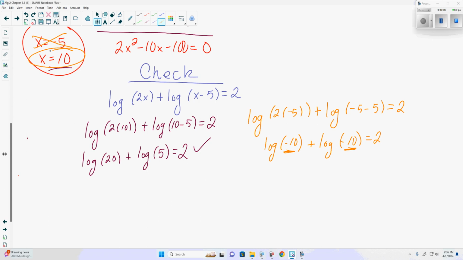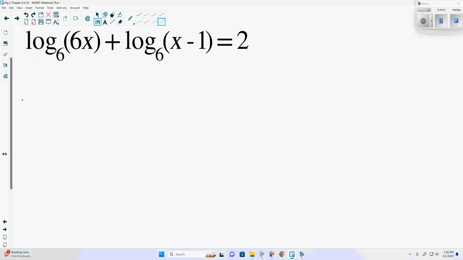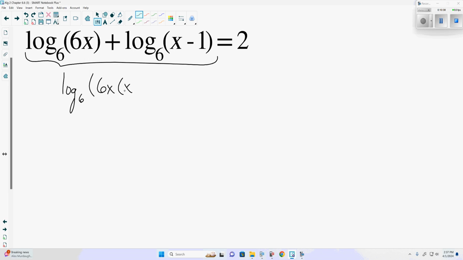Be ready for the next one. So as we see here, for the most part, this isn't a big change from what we did Thursday. It's just adding one step. Because if we look at the next one, log base 6 of 6x plus log base 6 of x minus 1 equals 2, well, we need to take these two logs and rewrite them as a single log, which would give us log base 6 of 6x times x minus 1 is equal to 2. We take what's inside both these logs and multiply them together.